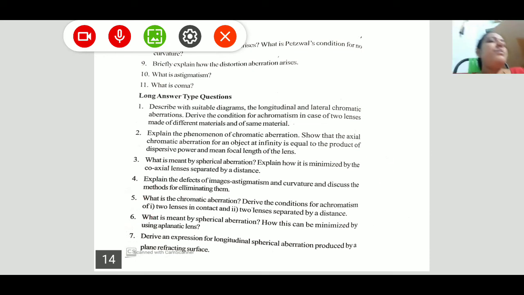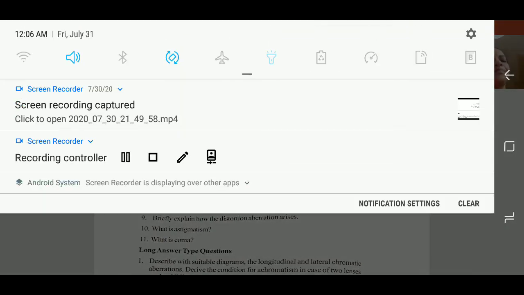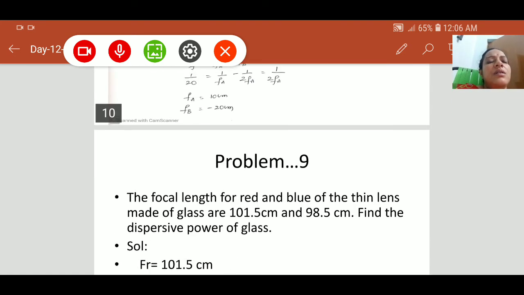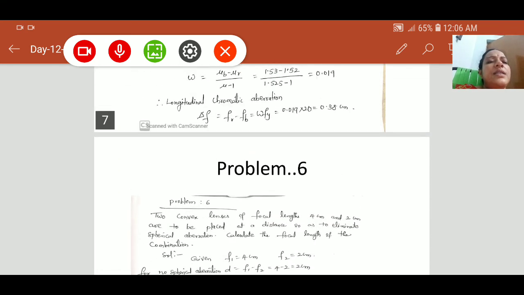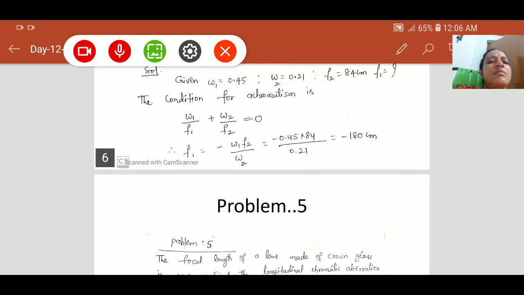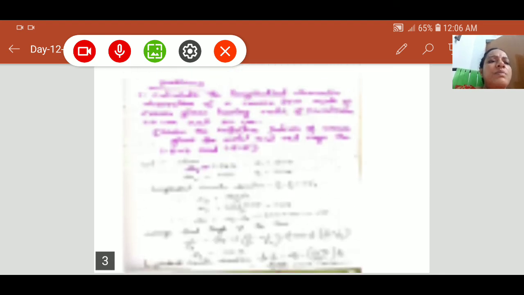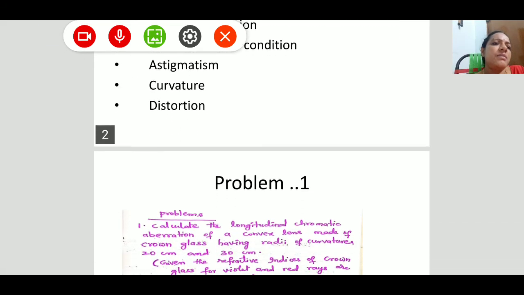These are some important questions we discussed in this lesson. So practice all these questions so that you can easily write them in the examination. These are the problems for today's class.